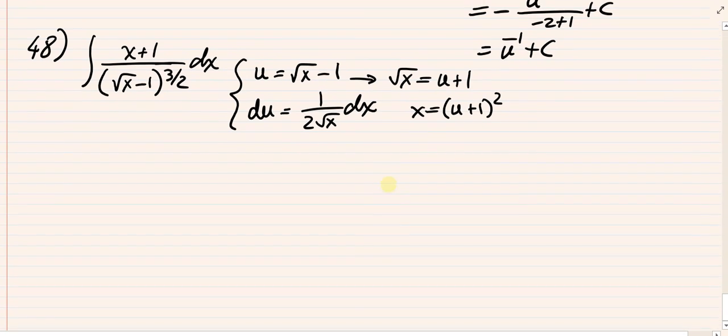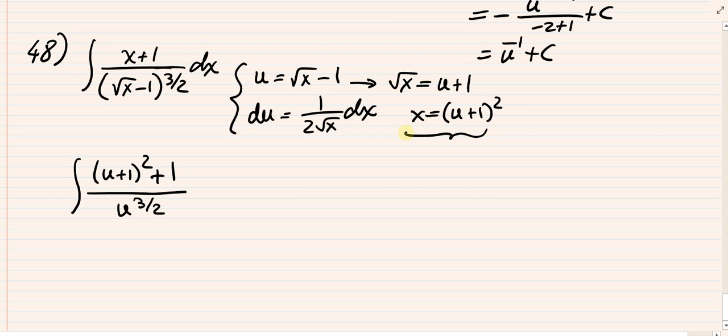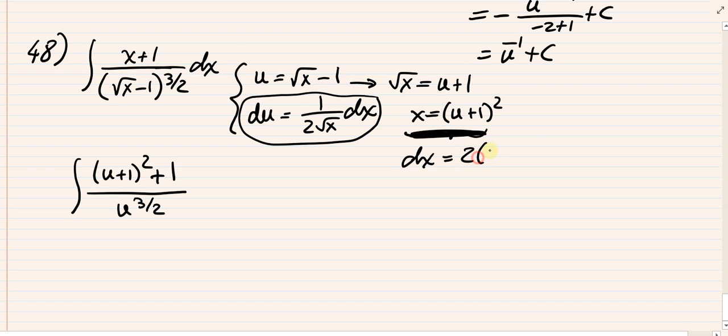True? Now, let's see how this is going to work out. So the integrand is going to be, well, x plus 1, that's going to be u plus 1 squared plus 1, all over the denominator, which is u to 3/2. Now, we need to find out what dx is, right? In this form, if I take the derivative, you can take it this way or this way, it doesn't matter. If I take the derivative here, I'm going to get dx equal to 2 times u plus 1, the power rule, and then times du. And therefore, dx is 2u plus 1 du.